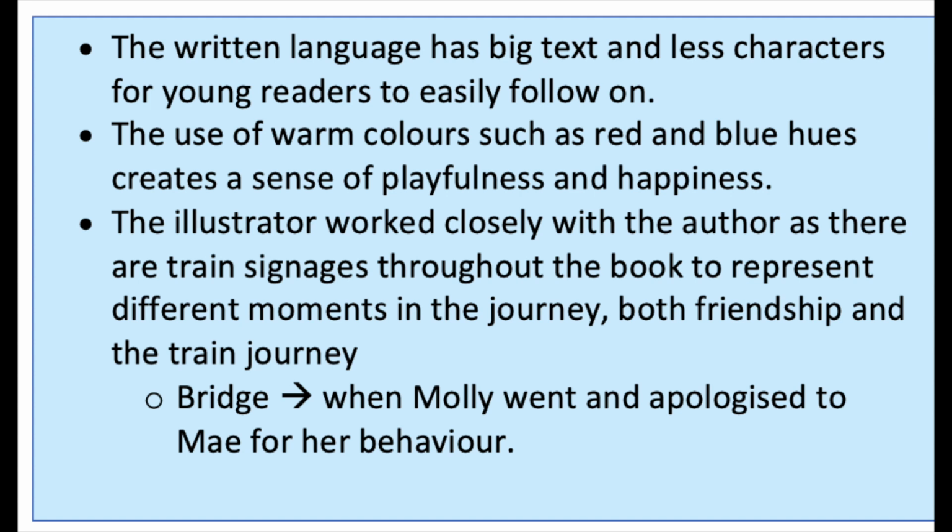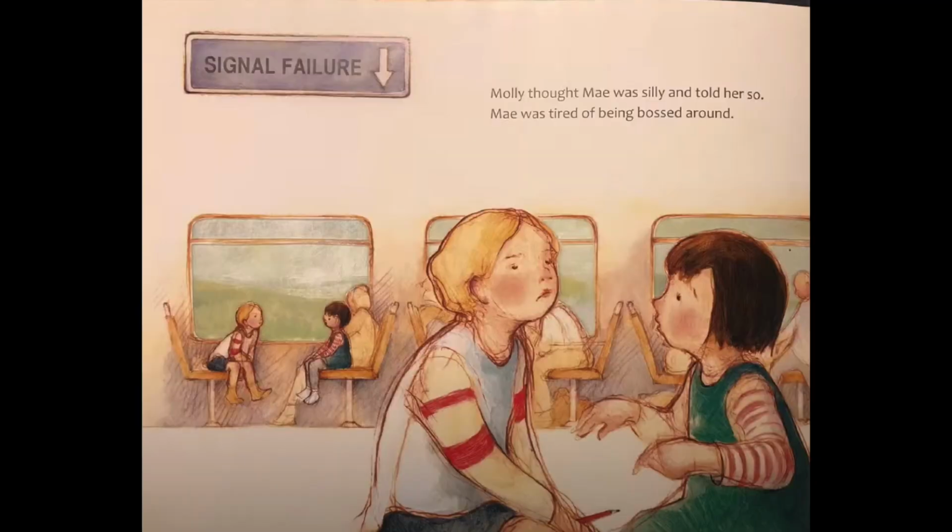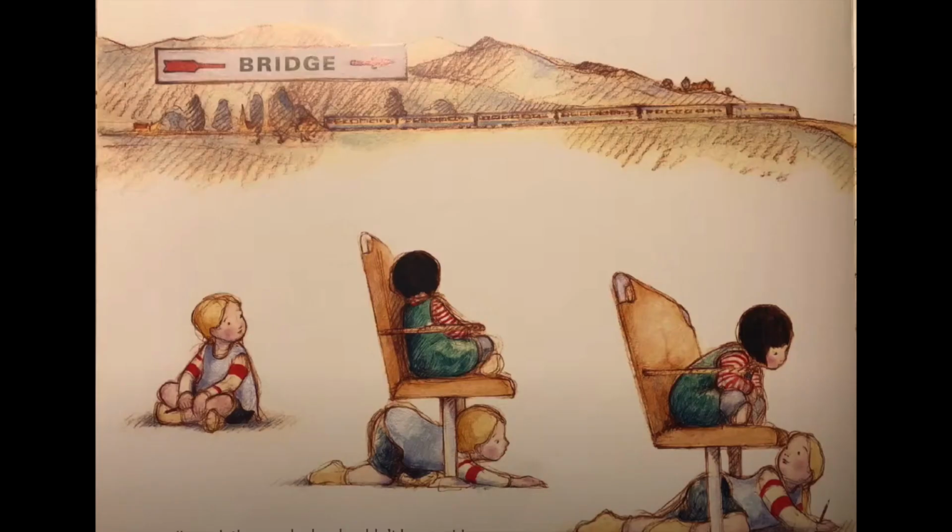The illustrator worked closely with the author as there are train signages throughout the book to represent different moments in the journey, both with friendship and the train journey. Examples include the signal failure sign when Molly and May had their argument, and the bridge sign when Molly apologised for her inappropriate behaviour to May.